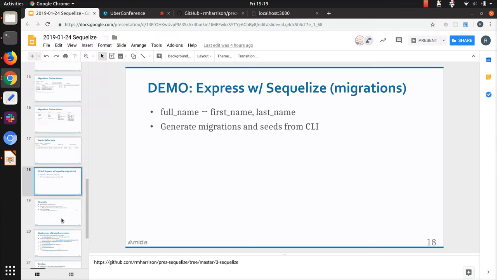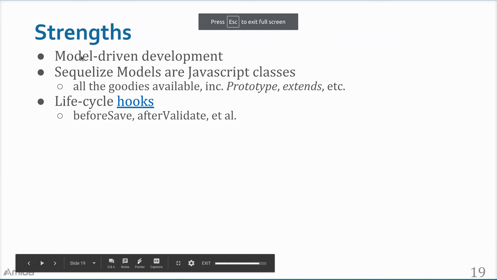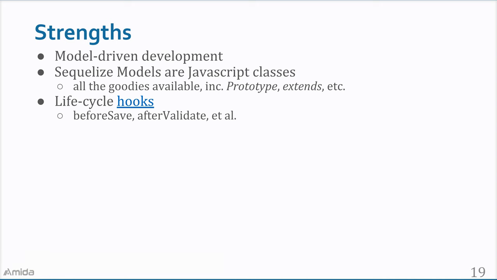So some strengths of Sequelize are that development style, model-driven development, really awesome. As Austin mentioned, all Sequelize models are JavaScript classes, so you can use all the things. They also have lifecycle hooks, so if you needed to do some sort of application-wide state management, you can say a Sequelize before save hook and run some custom code there, kind of the same way that you would use a git hook.